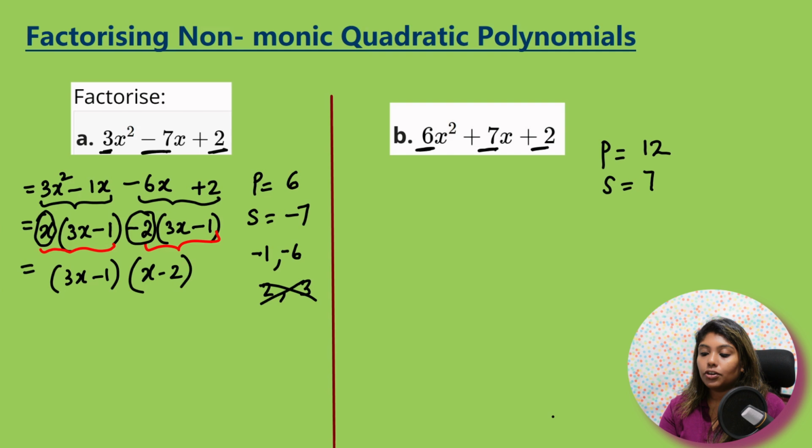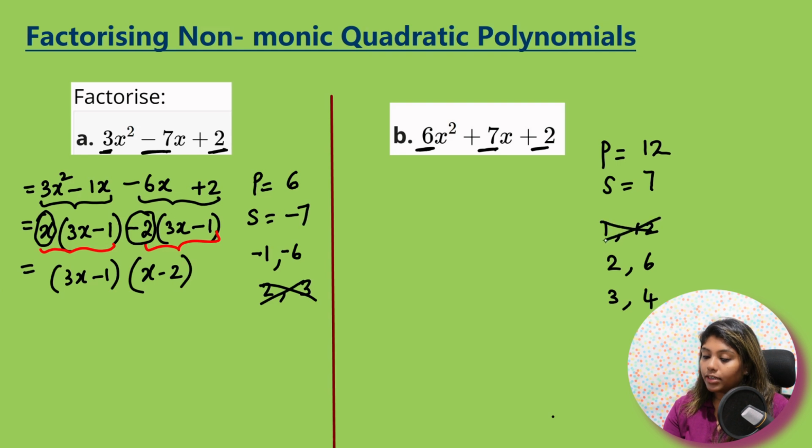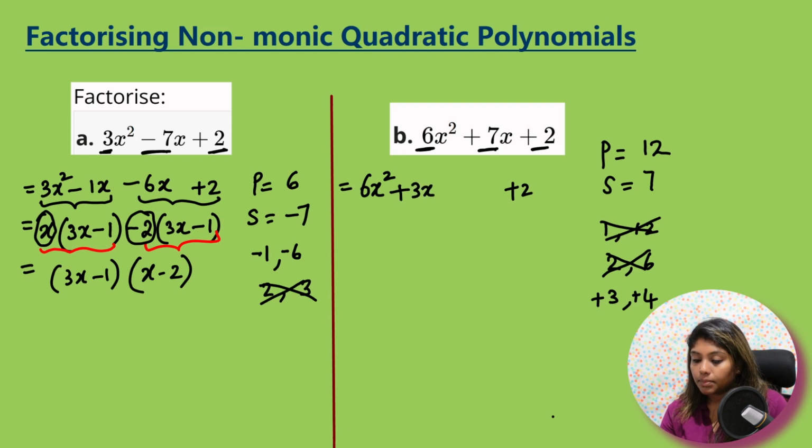So again, we need to find a pair of numbers that gives a product of 12 and a sum of 7. The factor pairs of 12 can be 1 and 12, 2 and 6, 3 and 4. Out of these, 1 and 12 will not give me a sum of 7, neither will 2 and 6, but 4 and 3, yes. Both are positive, so I'm assuming these are also positive. Now the first step is to keep the first term and the last term intact. The middle term is being split, so 7x is split as 3x plus 4x.